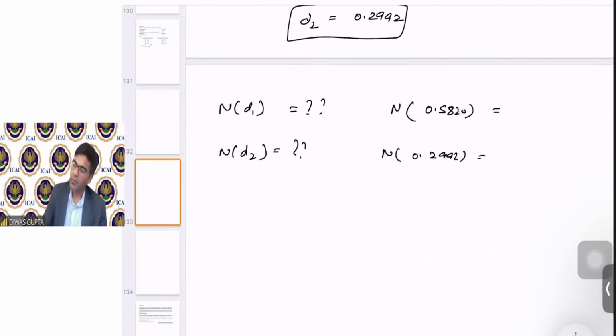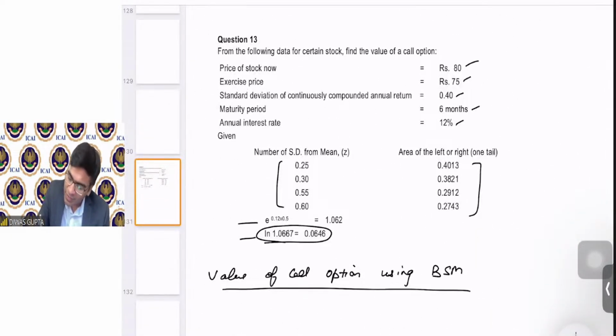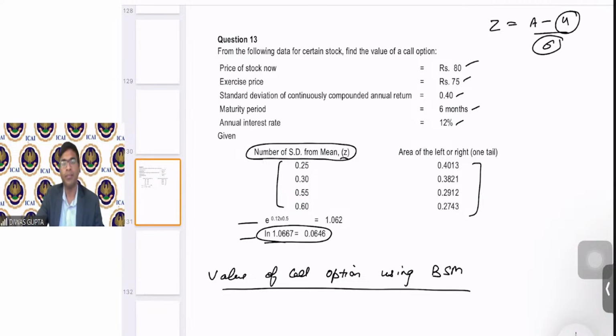Okay. Now, let's come back here, students. If you see, it is mentioned here number of standard deviation from mean Z. See, they've clarified the Z score. What is the Z score I've told you? X minus mean divided by standard deviation. So the number of standard deviations from the mean is the Z score. So if 0.25 is the Z score, then the area to the left or right, which is one tail, is given as 0.4013. Do we need one tail? No, we need cumulative. So from one tail can we arrive at cumulative? Yes, we can do that.